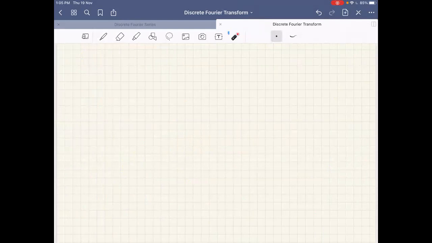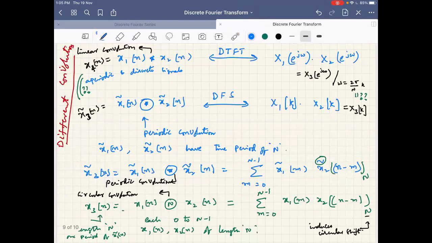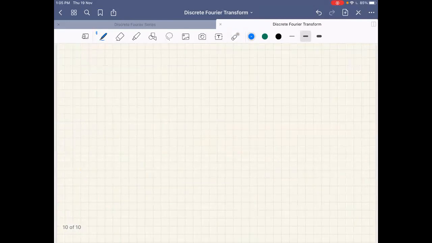So now we try to bring in what we defined in the last slide, what periodic convolution is and what circular convolution is. That's what we have done. Now in this slide, let us look at the relation between circular convolution and linear convolution.